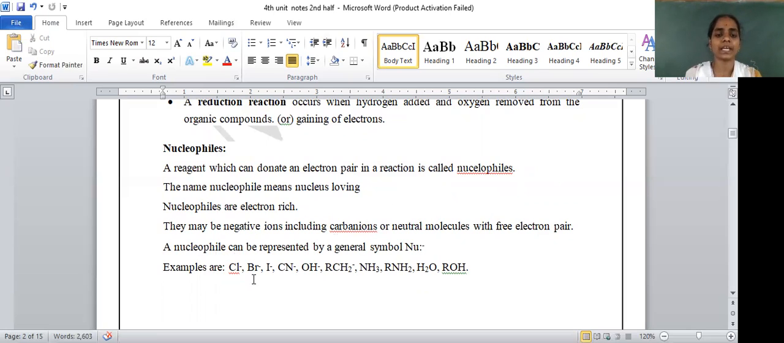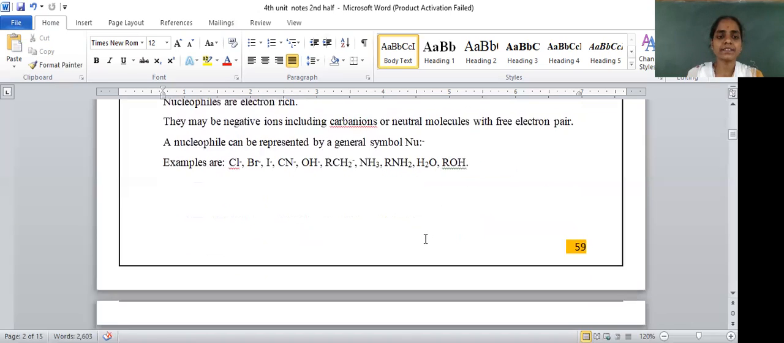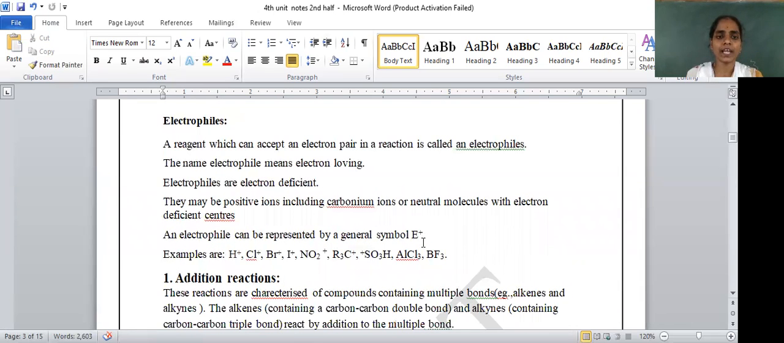Some examples are chlorine, bromine, iodine, cyanide, where we indicate them with a negative sign. So that means these are electron-rich species. And next is the electrophile. The electrophile is a group or a reagent which is electron deficient, which needs electrons from the other group. Such reagents are called electrophiles.